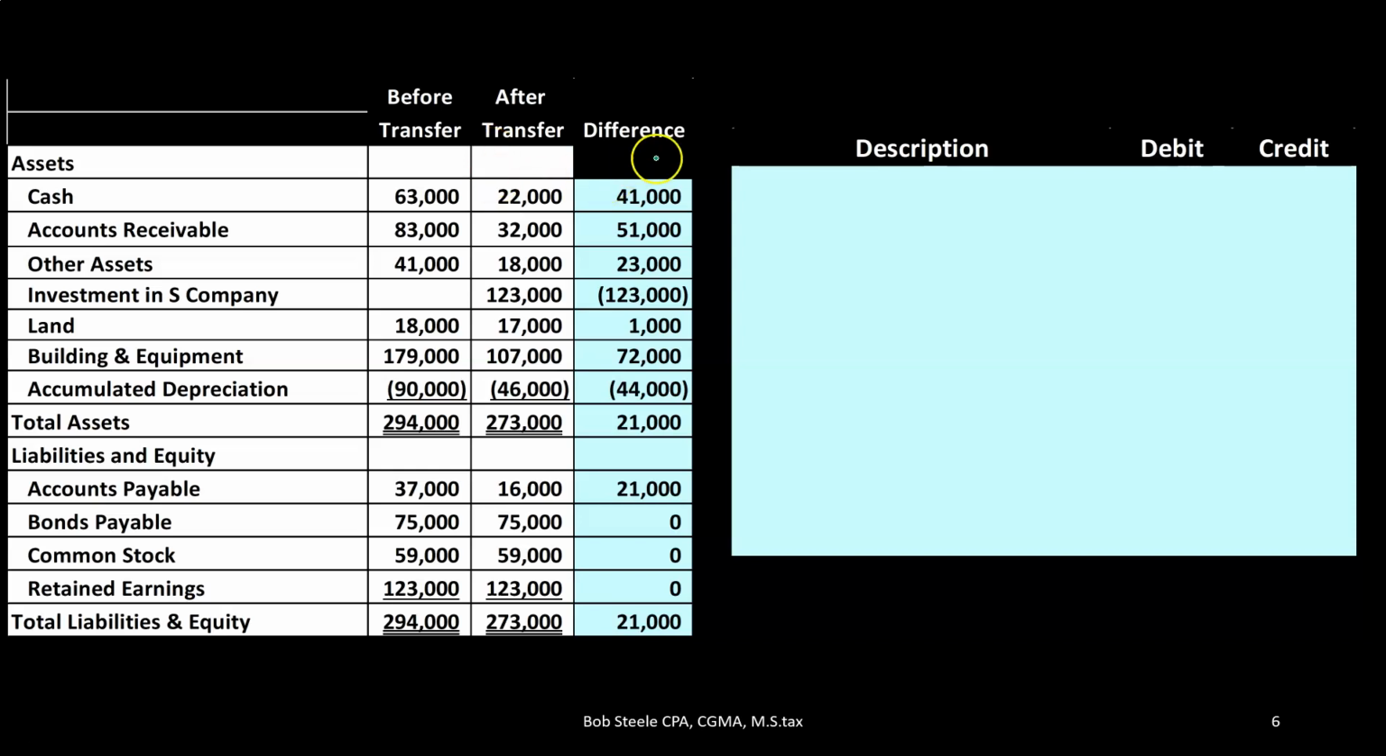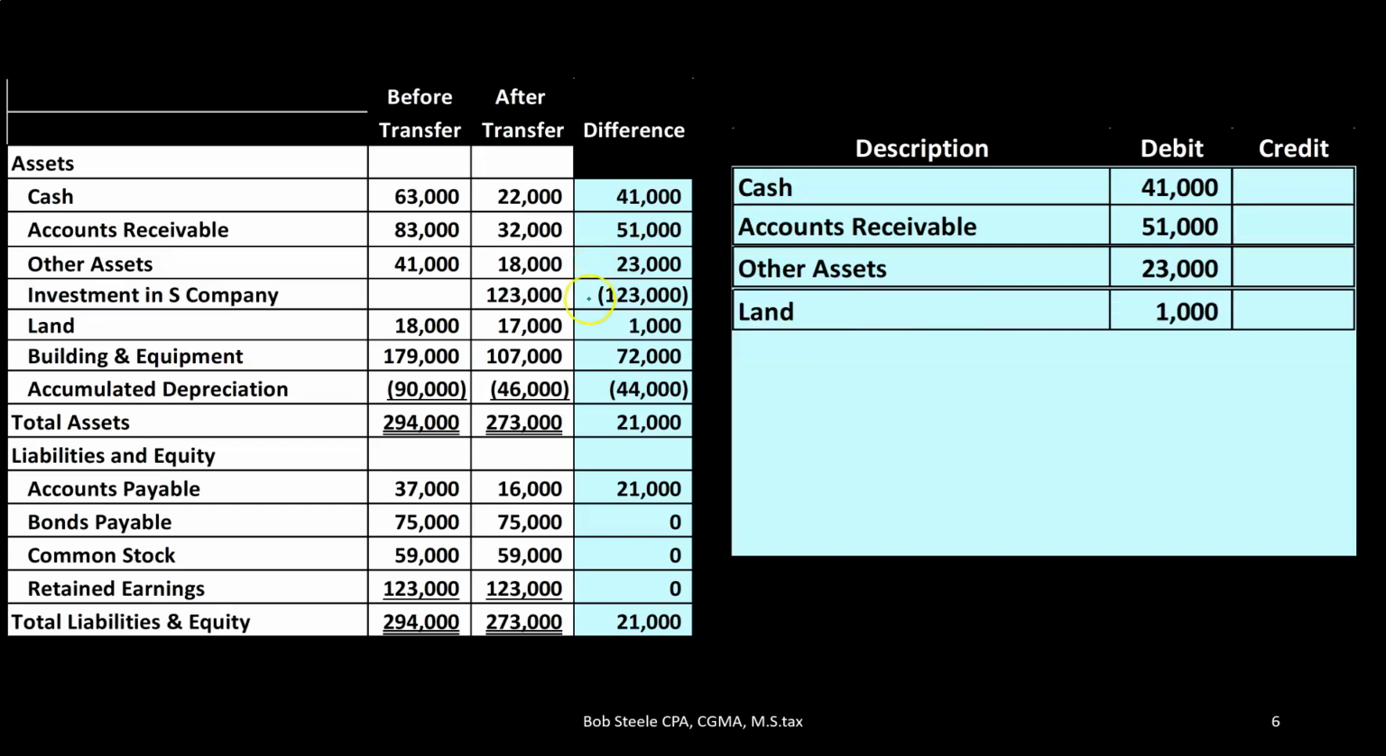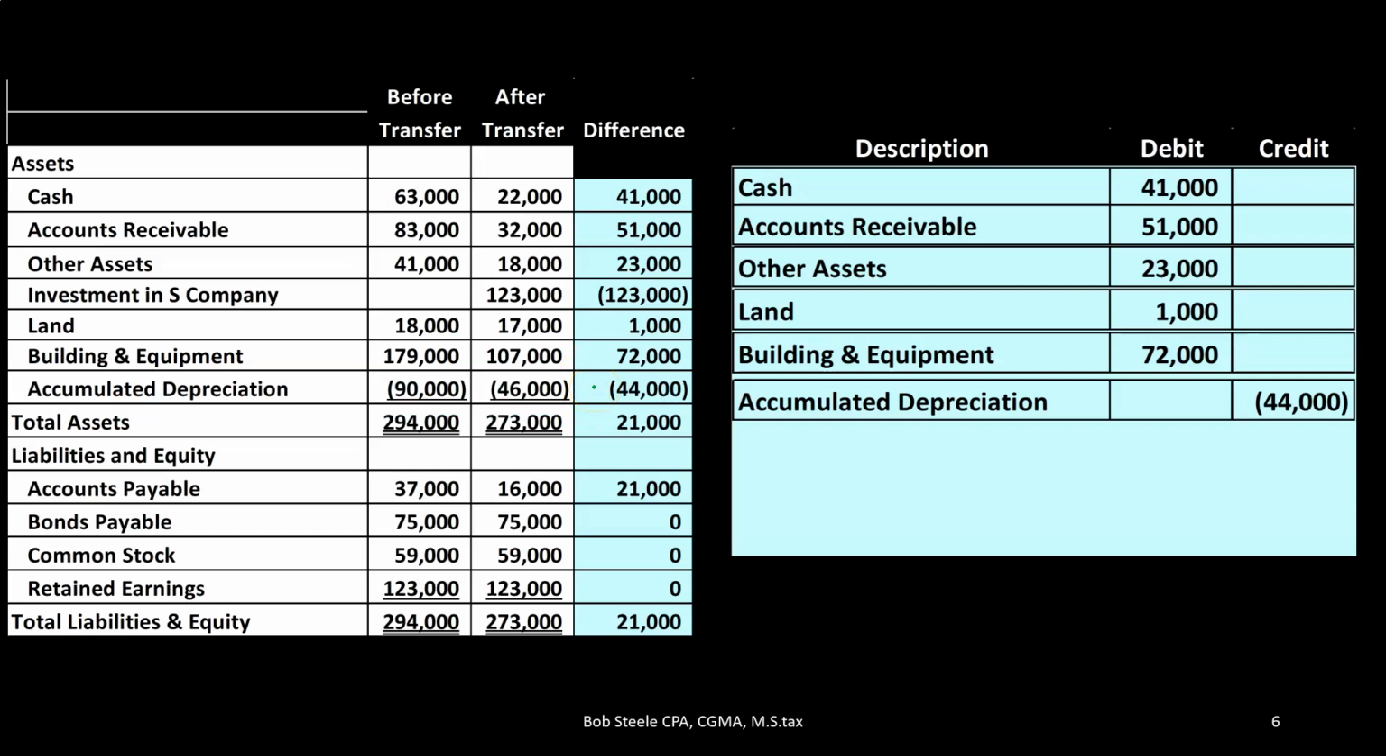I'm going to say, all right, this is going to be the new company that we're making, S company, the subsidiary, the new S company that came out of nowhere. It's going to have on the books cash. Now debiting, increasing cash, 41,000. We're going to increase the receivable by the 51,000. We're going to increase with a debit the other assets, 23,000. We are going to have land of 1,000. We're going to have then the building and equipment, 72,000, the related accumulated depreciation, the 44,000, and then we're going to have the accounts payable going on the books at the 21,000. That's increasing in the credit direction here. And then instead of us having the difference, we got the same thing, but now the debits are greater than the credits by that 123,000.